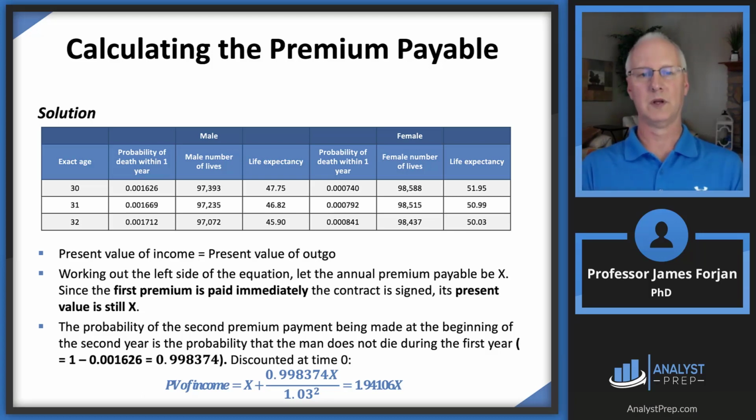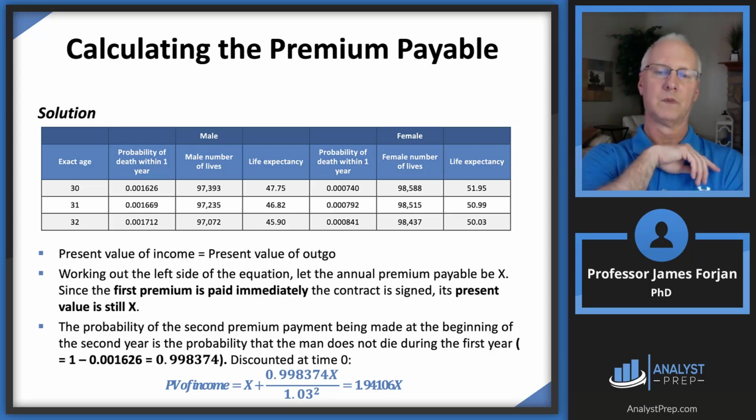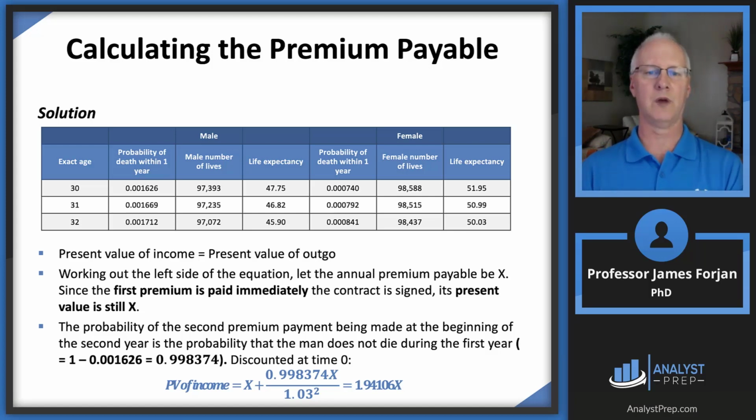So those are the two premiums summed, and then we've got to take the present value of the second one, and we're going to do that at, remember I told you this just a second ago, 6% annual rate, so we're going to cut that in half, and we're going to raise it to the second power. So it was 1.03 raised to the second power. And so if you do the division and the adding, you get 1.94106X. That's the present value of the income. So that's the amount that the insurance company expects to get today in present value terms.